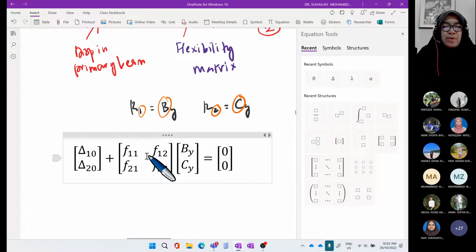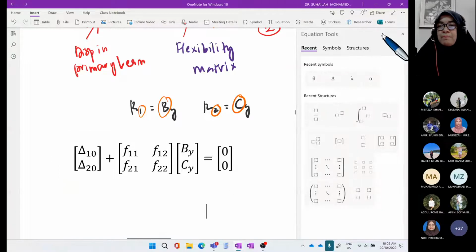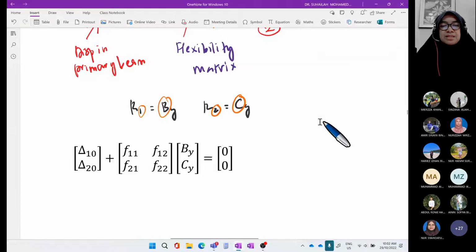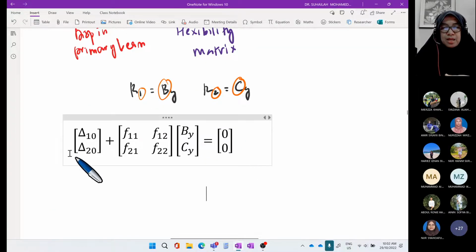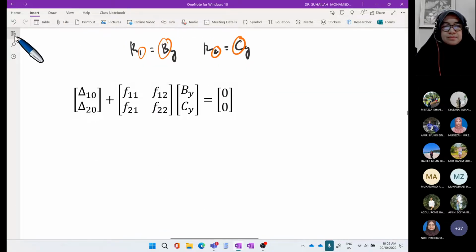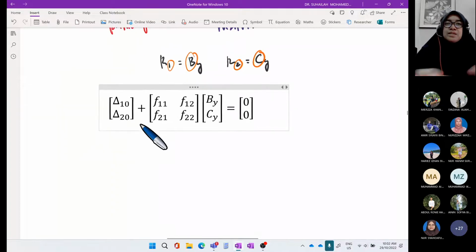So this equation is the compatibility equation, the standard form of compatibility equation. Whenever redundant number 1 is BY, redundant number 2 is CY. So this is the standard form, and you need to remember this format. Is it okay? Okay, so this is the standard format.